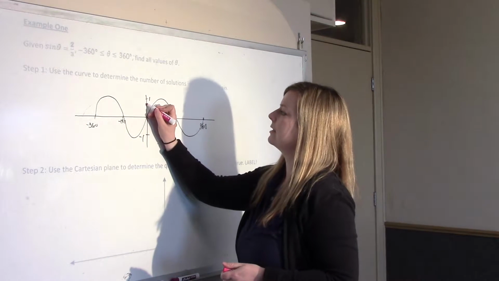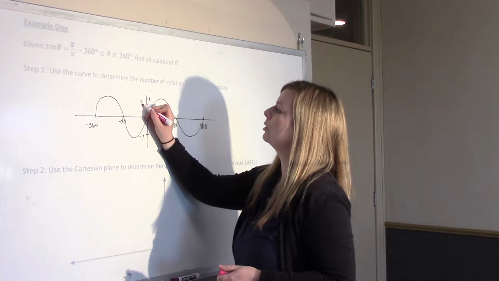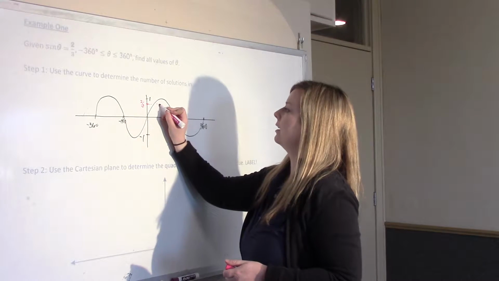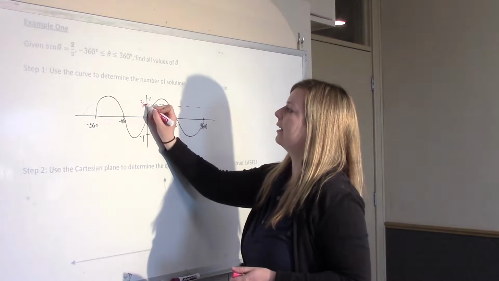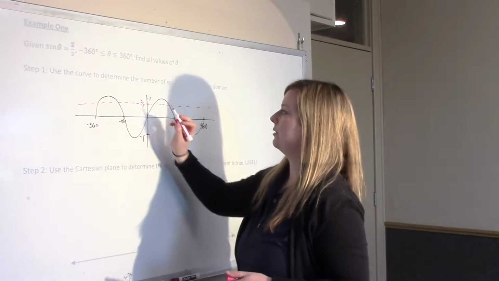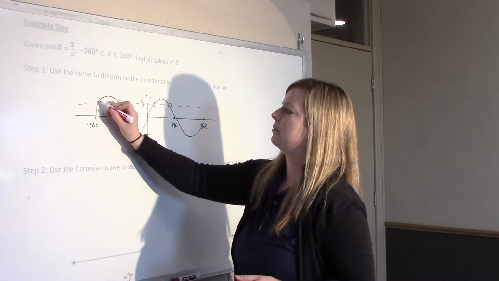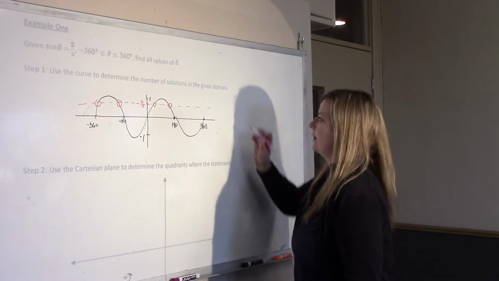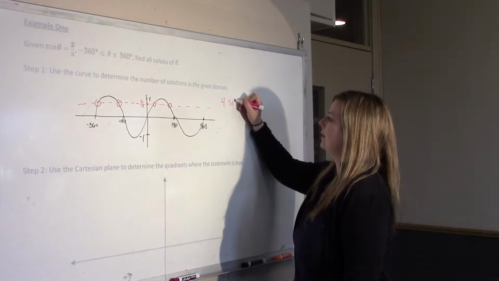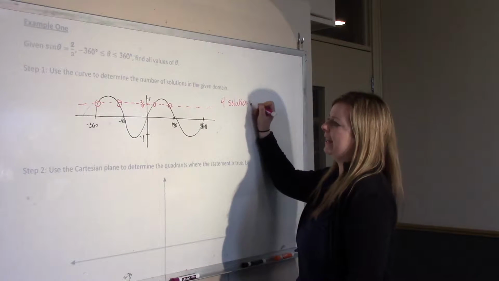Well, 2/3 is about here. So I just look, where is sine theta equal to 2/3? Well, there's a point here, there's a point here, there's a point here, and there's a point here. So I have 4 solutions, okay?